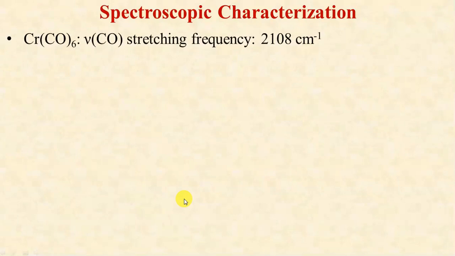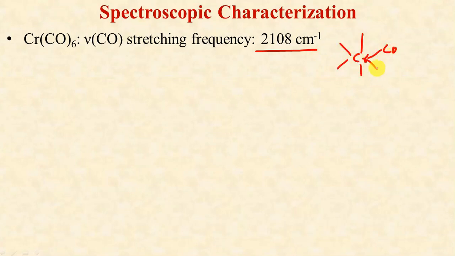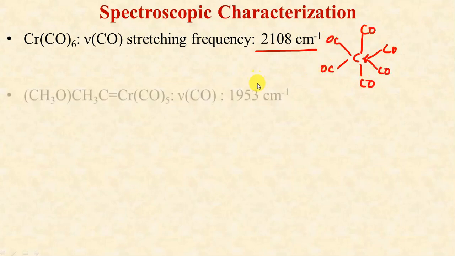Now, as far as the spectroscopic characterization is concerned, we will compare the structure of Cr(CO)6, where the stretching frequency nu CO for this complex is 2108 per centimeter. This is the structure. We have chromium, and there are 6 COs which are terminal in this case. All the CO ligands are terminal in nature.